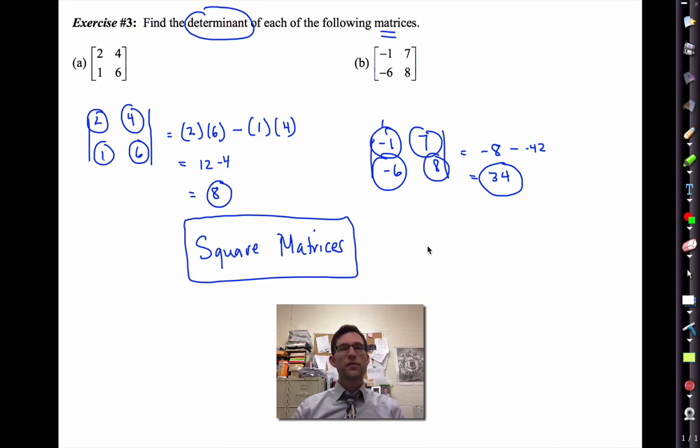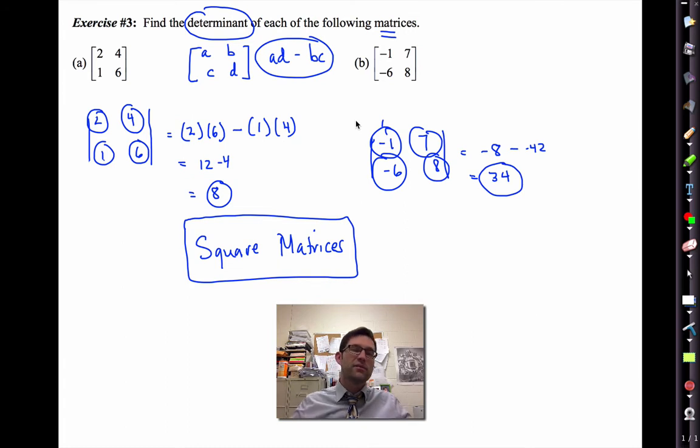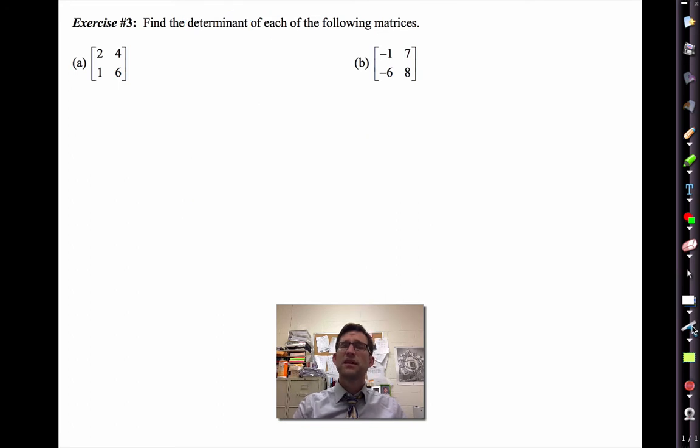The standard algorithm for finding the determinant of a 2 by 2, that's it. A lot of times people even give a formula because a generic 2 by 2 looks like this: A, B, C, D. And oftentimes they'll say the determinant is A times D minus B times C. That's the determinant, right? Let me clear this out because then we're going to look at the 3 by 3.